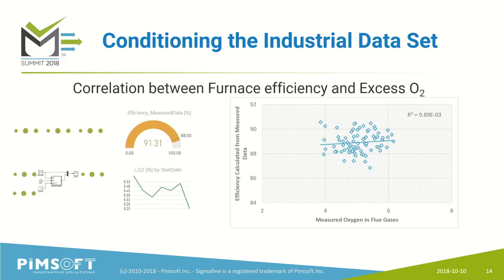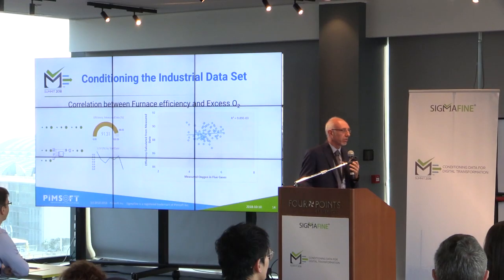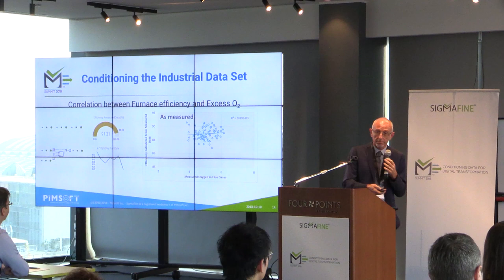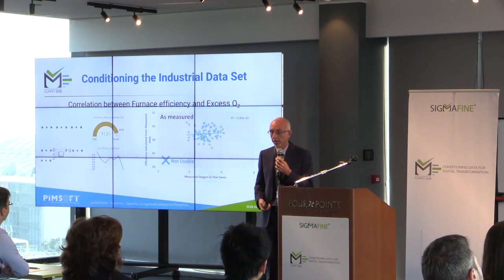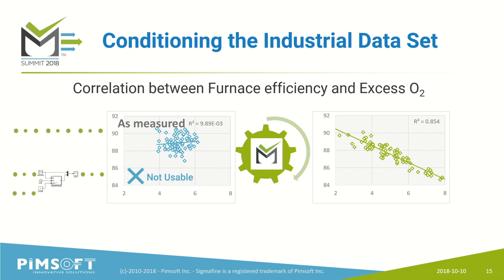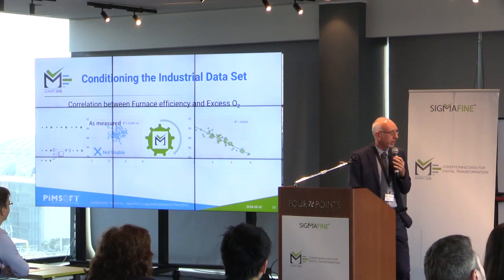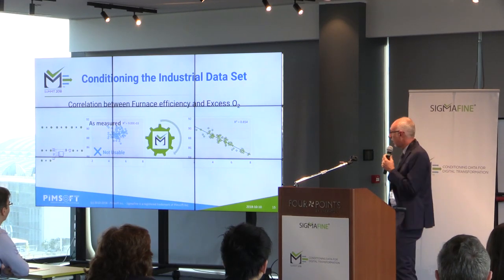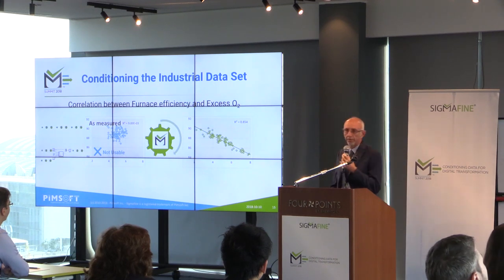And they found what? There was no correlation between efficiency and oxygen, even if this was calculated through supposedly good meters, with the right formulas, and all the calculation chains were fine. So this data set was not really usable. So they put together some conditioning, implemented by Sigmafine, and the new data set appeared like this. And this is indeed the expected correlation between the efficiency and the oxygen in the furnace: the higher the oxygen in the gases, the lower the efficiency.